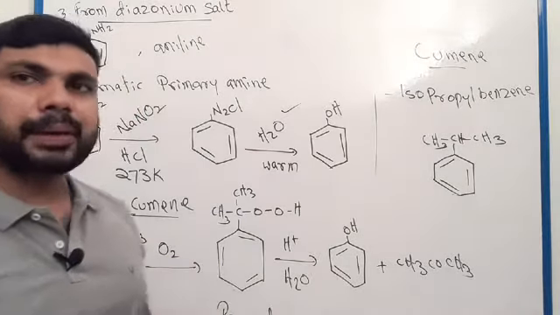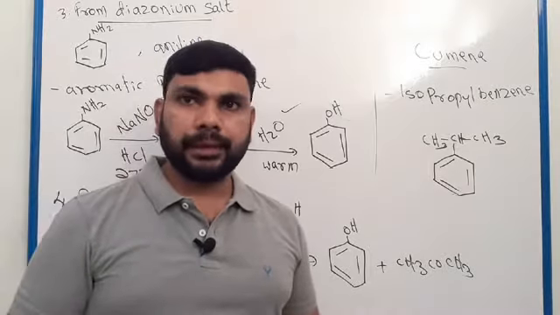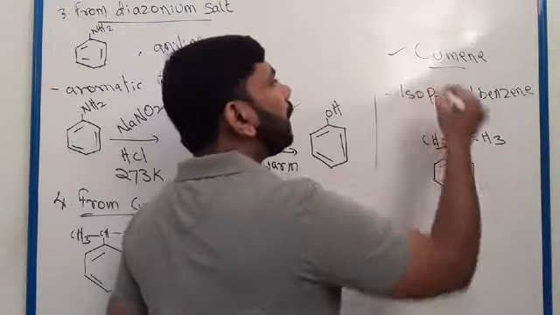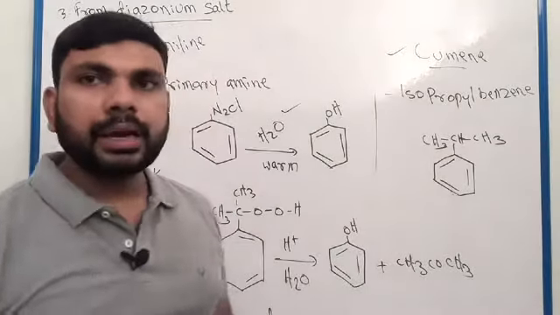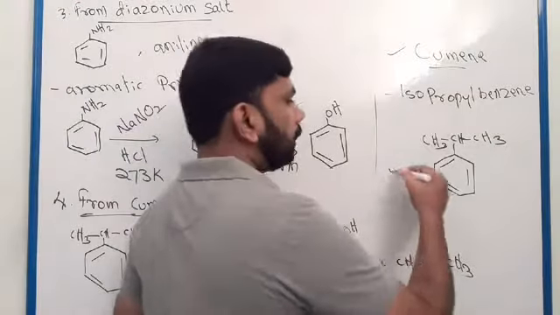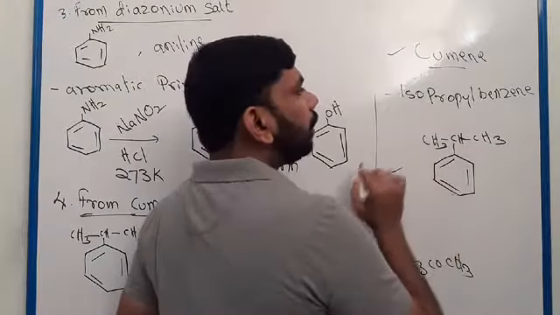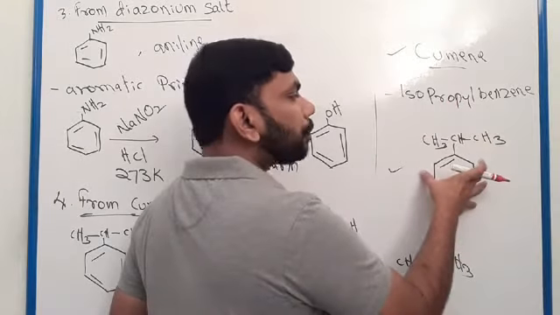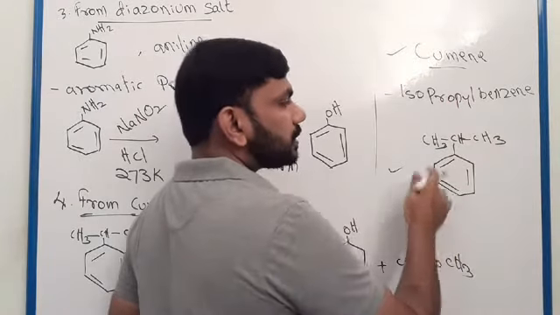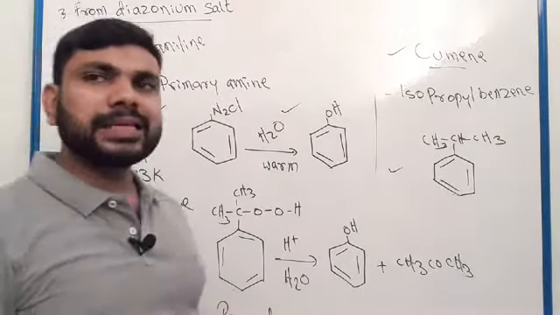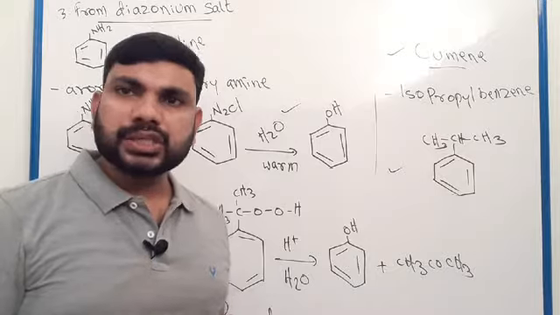Okay, next one, preparation of phenol from cumene. Cumene means isopropyl benzene. This structure is called cumene; its IUPAC or common name is isopropyl benzene. This isopropyl benzene also we can change to phenol.